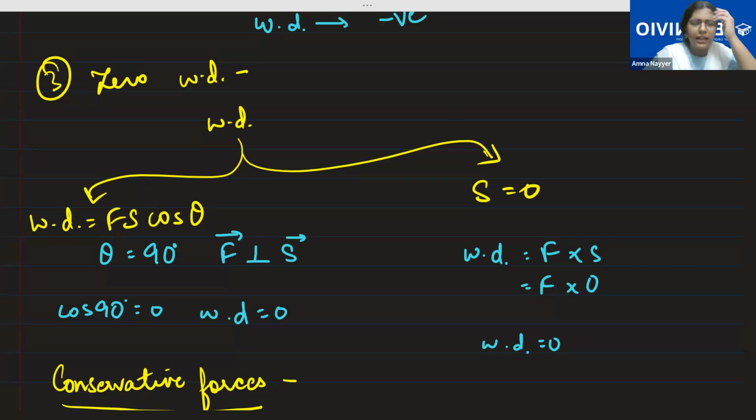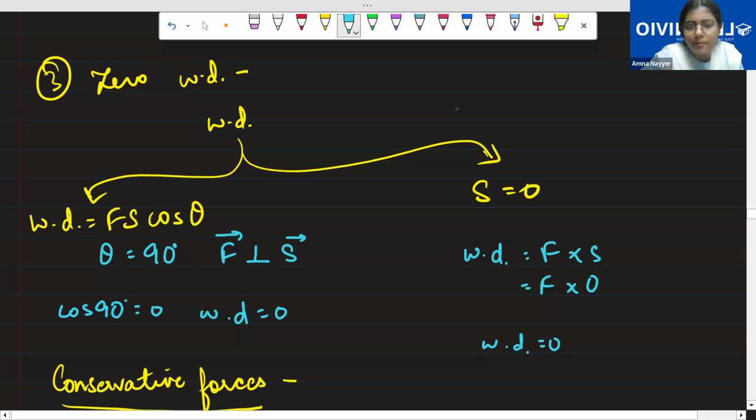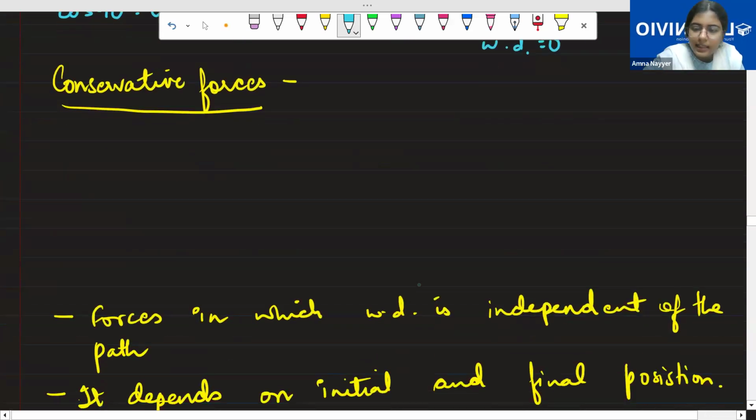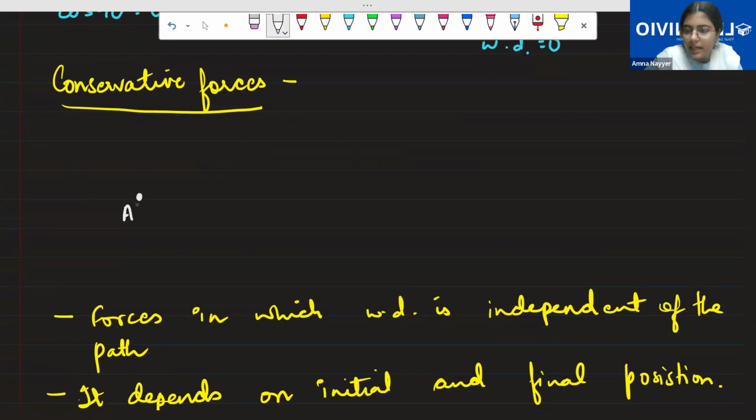Okay, I hope everybody has written. This was a very small, easy part that was left in the last class. Now let me talk about conservative forces. What are conservative forces? Let's say there is an initial point A and this is a point B.